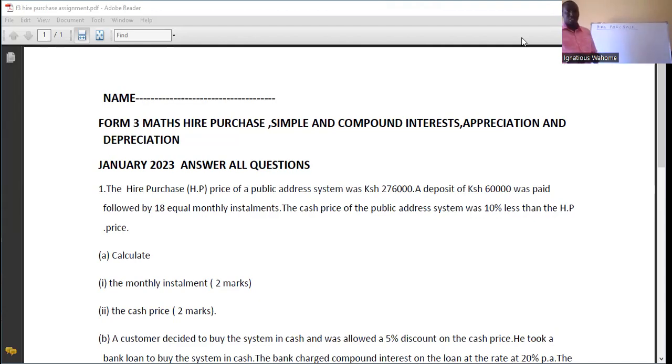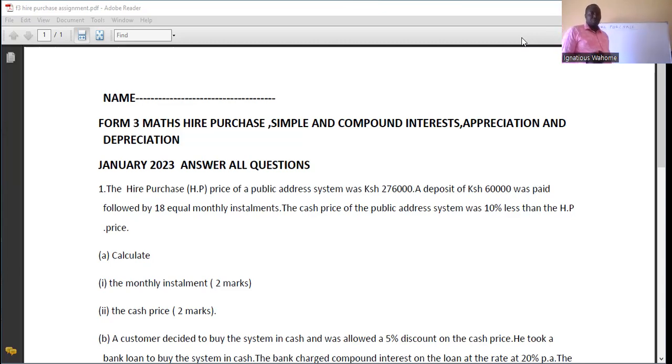The higher purchase price of a public address system was Kenya shillings 276,000. A deposit of 60,000 was paid, followed by 18 monthly installments. The cash price of the public address system was 10% less than the higher purchase price. Question A, calculate: one, the monthly installments; two, the cash price.